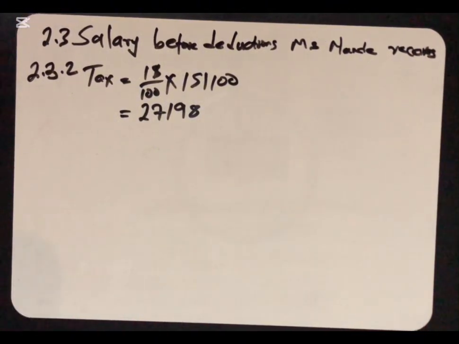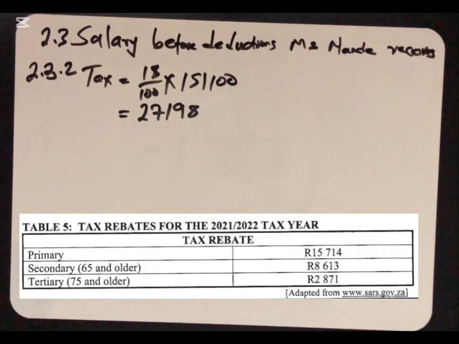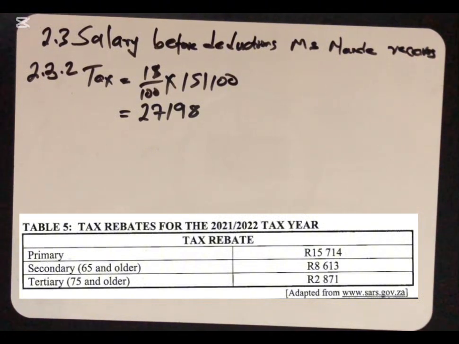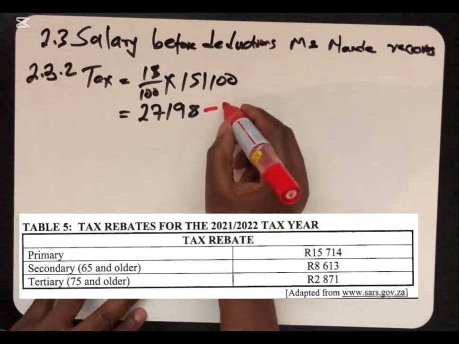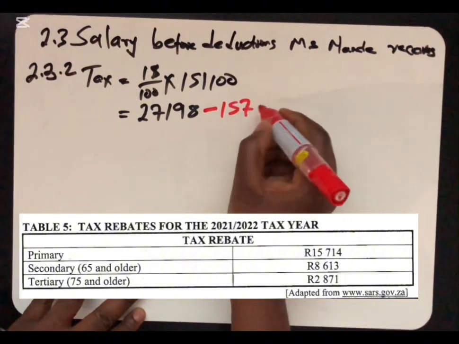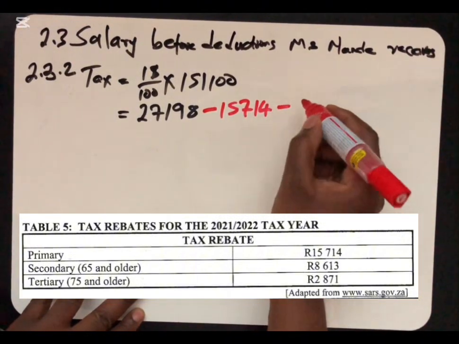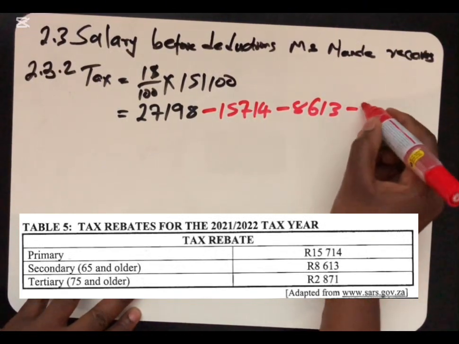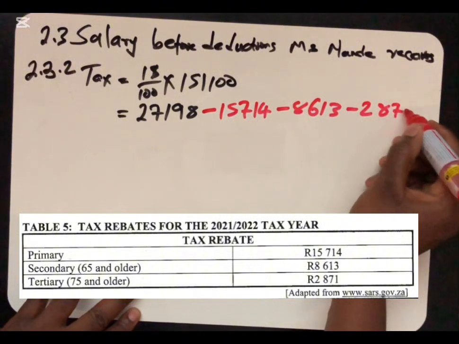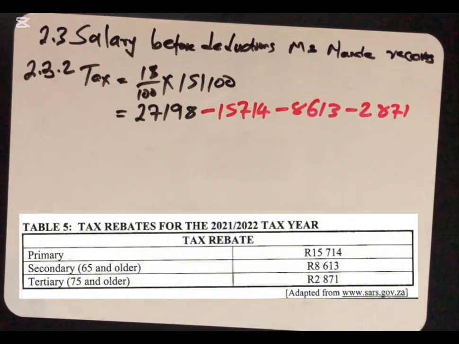But you should not forget, we have what we call a rebate. A rebate is a relief for taxpayers, and this person is 75 years old. So because this person is 75 years old, they qualify for all the rebates. So we're going to say minus the rebates, which the first one is 15,714. The second one is 8,613. The last one is 2,871.